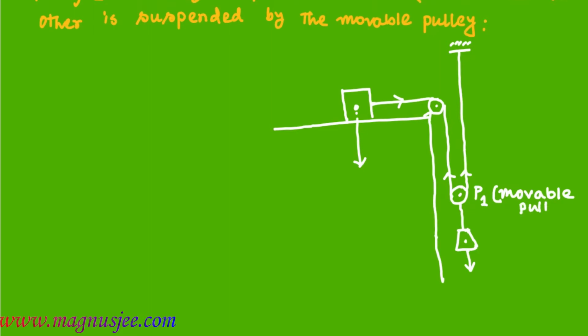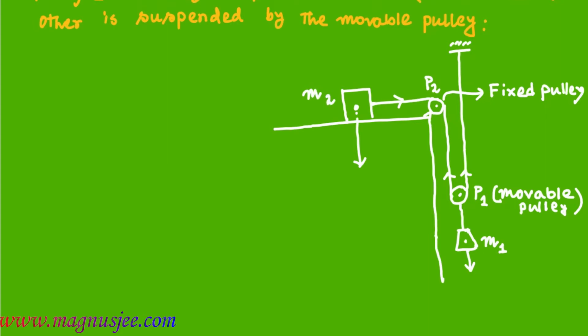Through P1 a body of mass M1 is suspended, using this pulley, and a string passes through it. P2 is a fixed pulley which is placed at the edge, the corner, of a horizontal table.